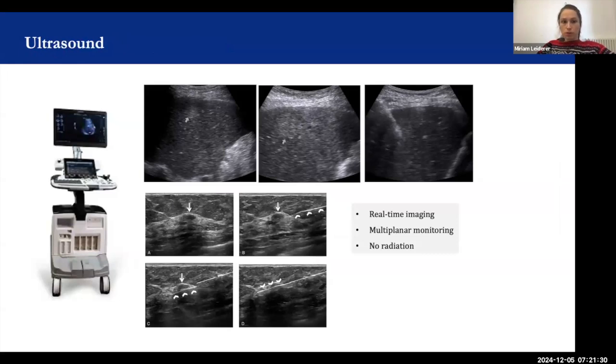For ultrasound, I guess most biopsies are done ultrasound guided. The main advantage is that you will have real-time imaging. So for example, for a liver biopsy, when the patient is breathing, you can actually see where the pleura is, you can see your lesion moving, and you can adjust accordingly. And you have multiplanar monitoring, so you can orient your probe in whatever direction is most convenient for you. And you have no radiation on the patient, and also no radiation for yourself.